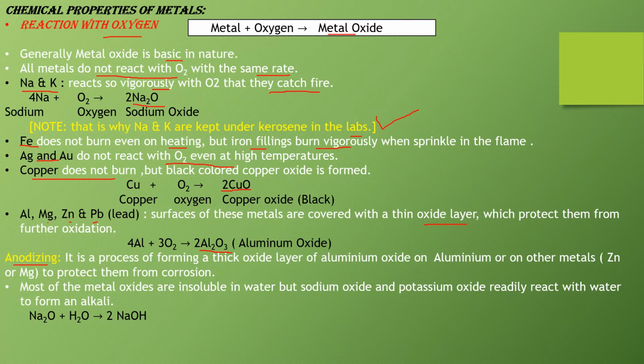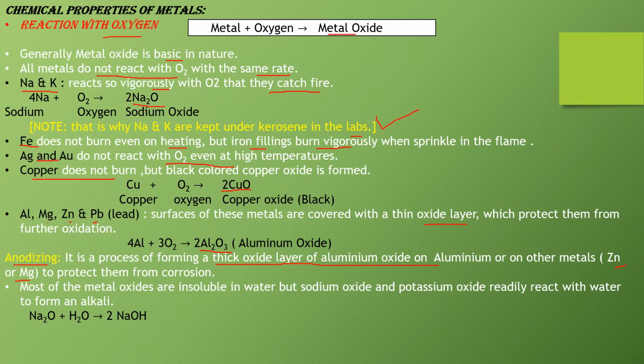It is a process. See, naturally an aluminium oxide layer does form on the aluminium surface, but if we get a thick coating of aluminium oxide on a metal, mostly on aluminium but it may be on zinc and magnesium. So whenever a thick coating of aluminium oxide is formed over the surface of metals like aluminium, zinc or magnesium to protect them from corrosion, this process is called anodizing. And this is done by passing electricity.